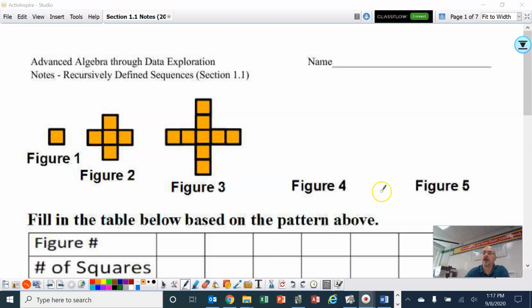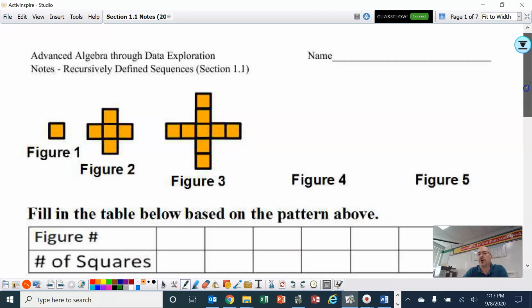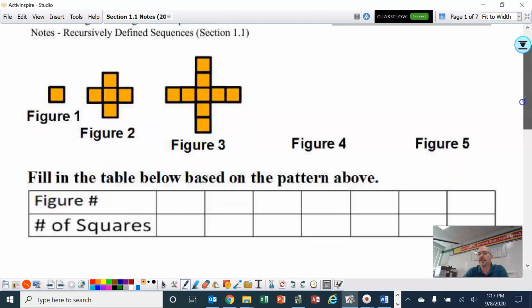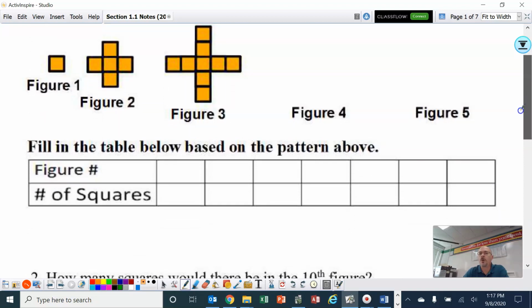All right, our first lesson of the year. What we are looking at here is what's called recursively defined sequences. So we spend a lot of time looking at patterns in this course, okay? Hence the words data exploration. We're going to look at data, we're going to look at numbers, and we're going to base a lot of what we do in here on that type of situation where we're looking and finding patterns, etc.